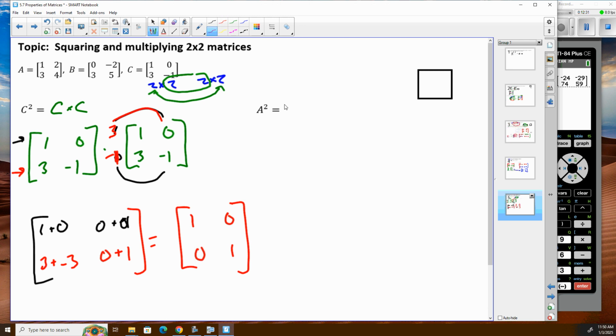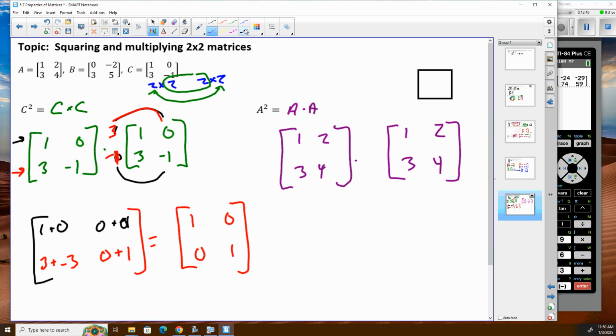So then to do the next one, A squared, I'll take matrix A and multiply it with matrix A. So I'll go 1, 2, 3, 4, and multiply that with another matrix of 1, 2, 3, 4. So I'm going to take the 1 and the 2, times them into the second matrix. So 1 times 1 is 1, plus 2 times 3 is 6. And then I'm going to go 1 times 2 is 2, plus 2 times 4 is 8.